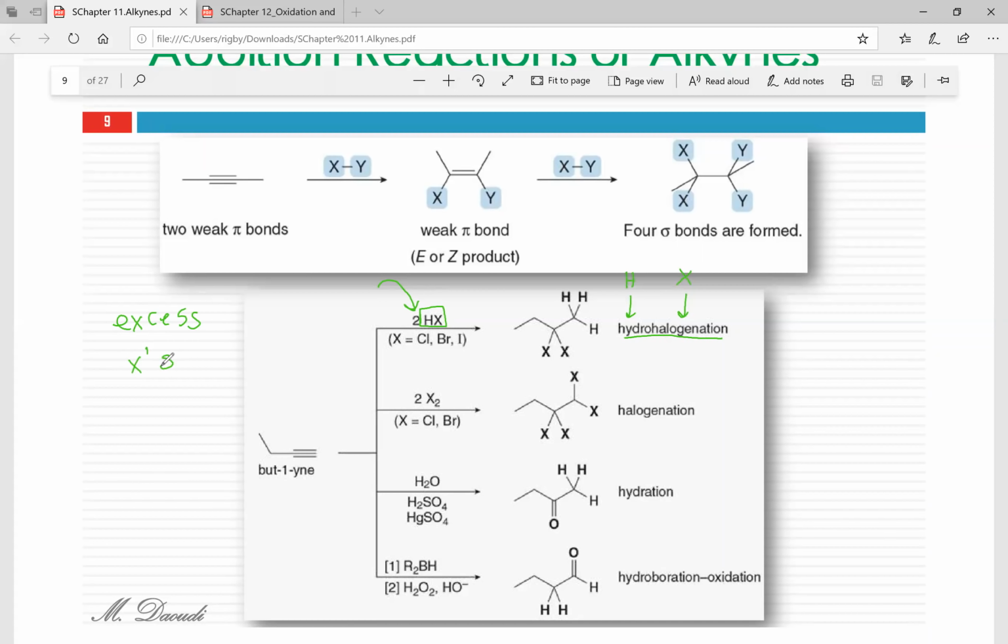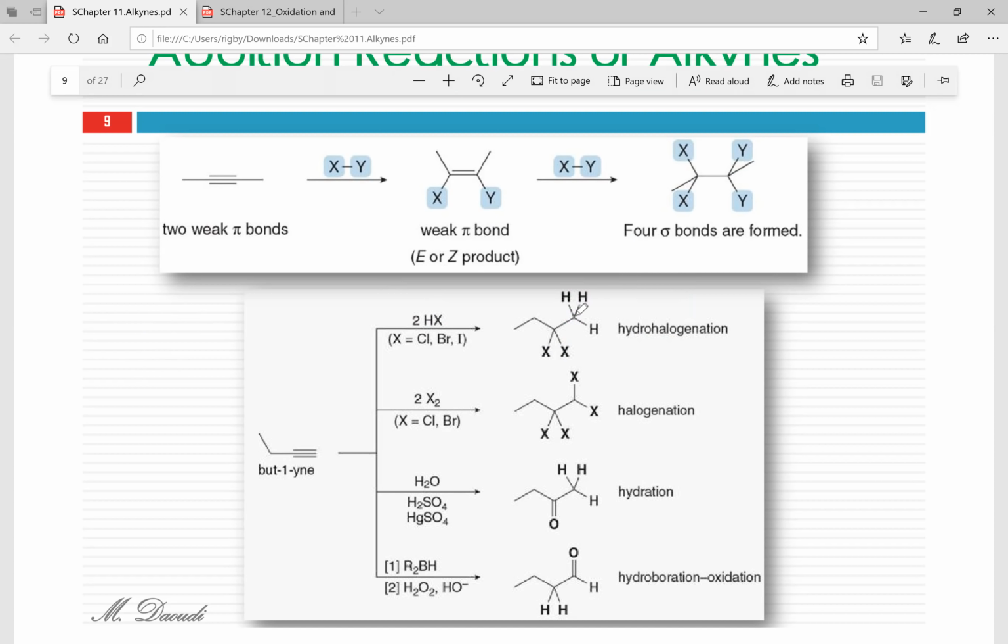But what you should note here is that, let's say that this is the first set of HX. To completely do this reaction, we need two sets, because we end up adding two sets of X and two sets of H, which comes from this 2 HX. And another thing to note is that we'll be adding Markovnikov. And again, I'll explore this a little bit more when we talk about the actual mechanisms.